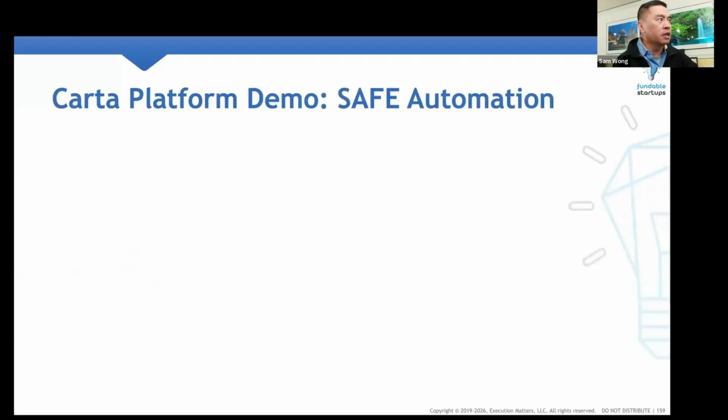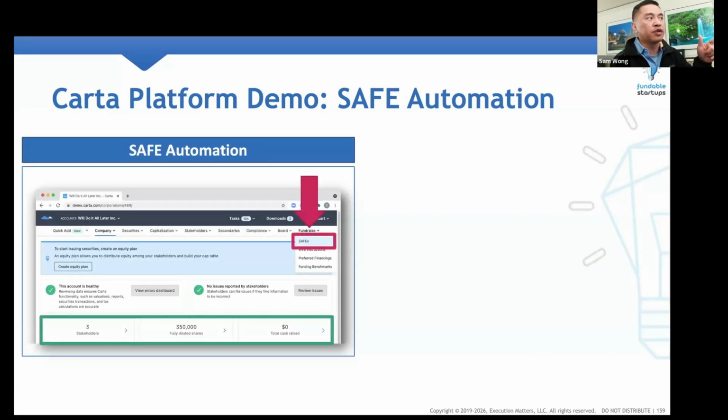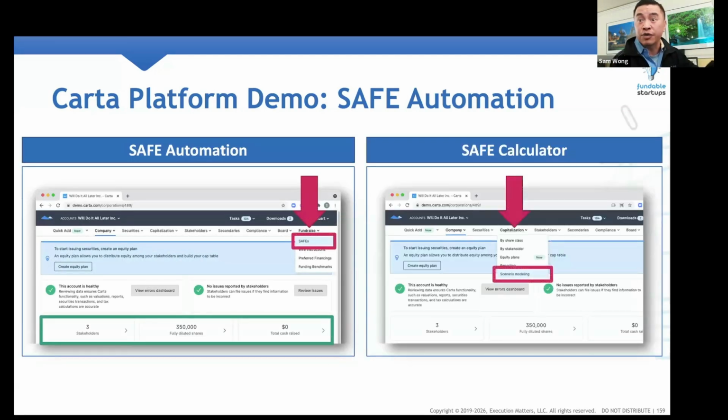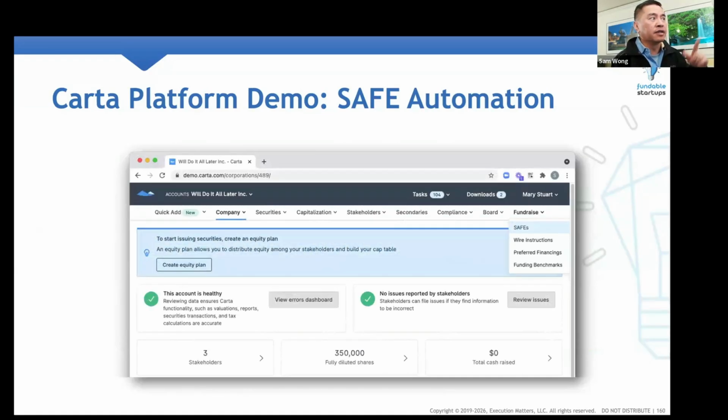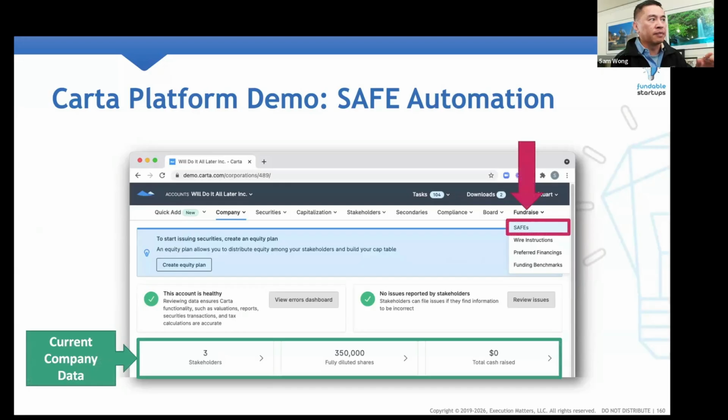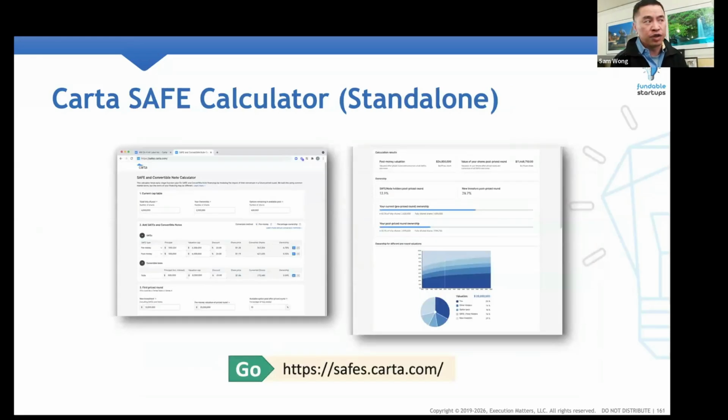Carta. There's been a couple of chat messages already about how Carta's got some tools here to help, and there is a safe automation tool. You can actually issue safes directly out of Carta, which is kind of nice, and they also have a safe calculator. The safe automation tool basically asks you a bunch of details about what type of safe you're trying to issue, and they'll actually use the Y Combinator template or their own template, depending on what you choose, to be able to send the safe to the investor.